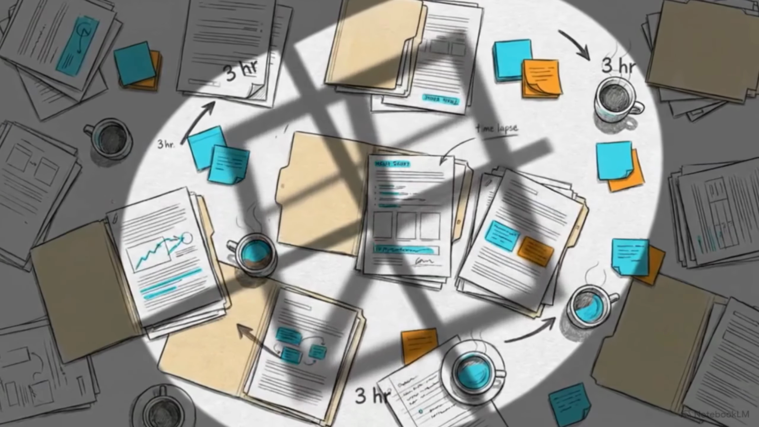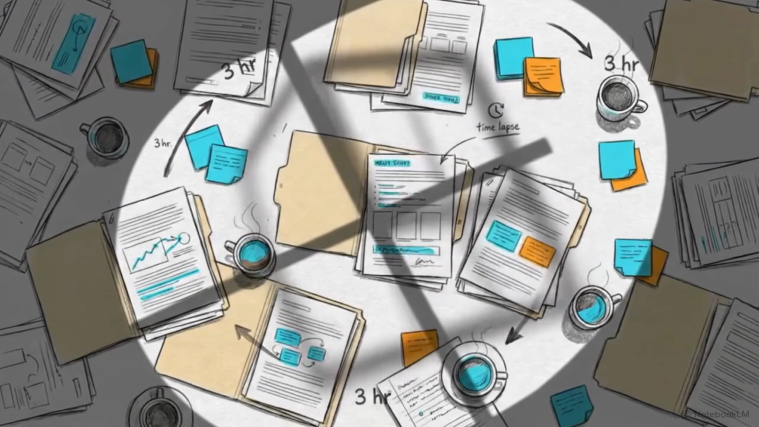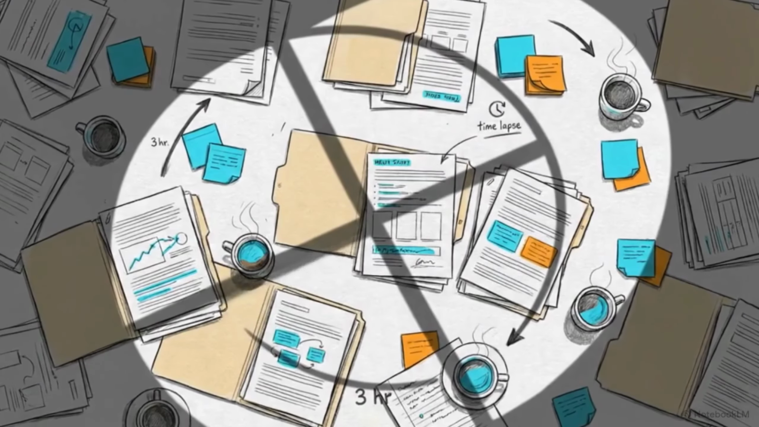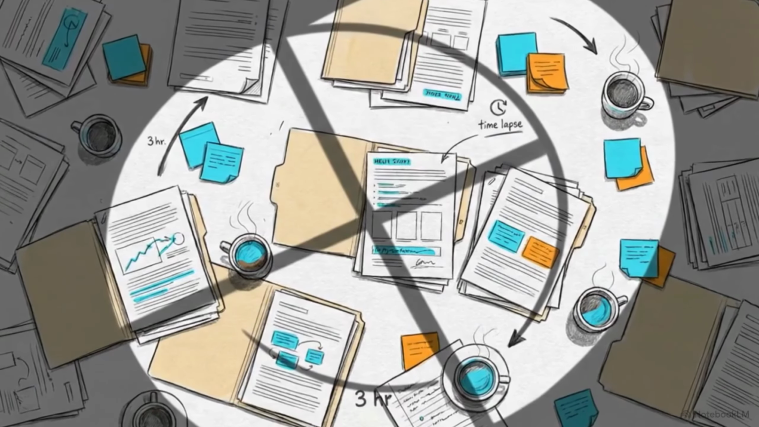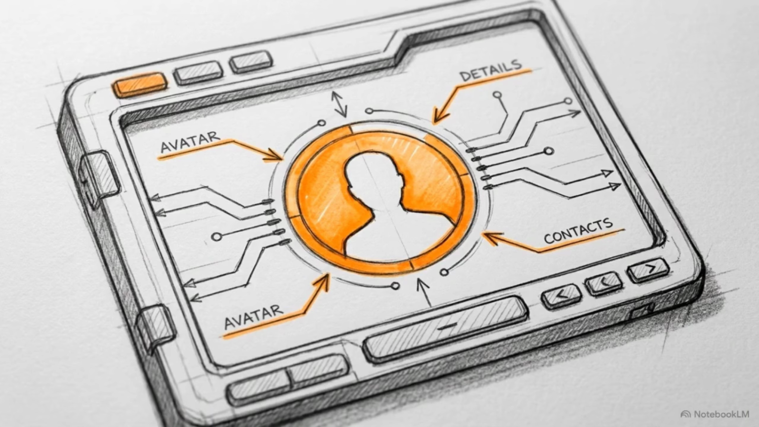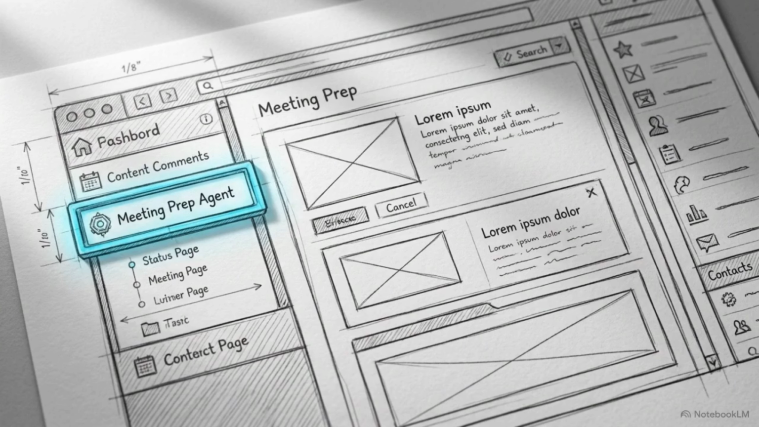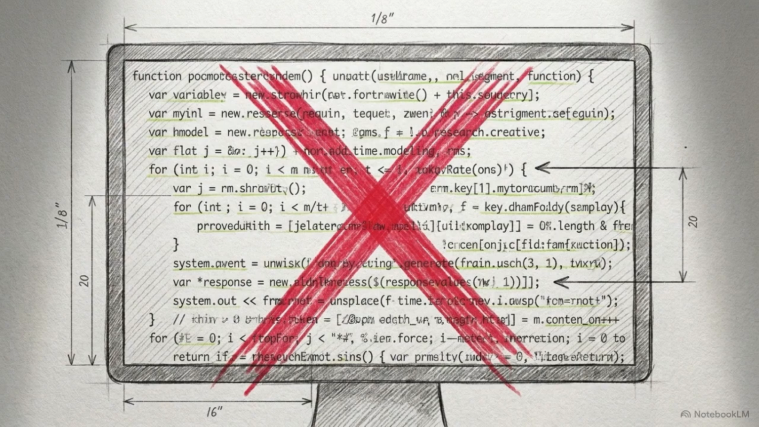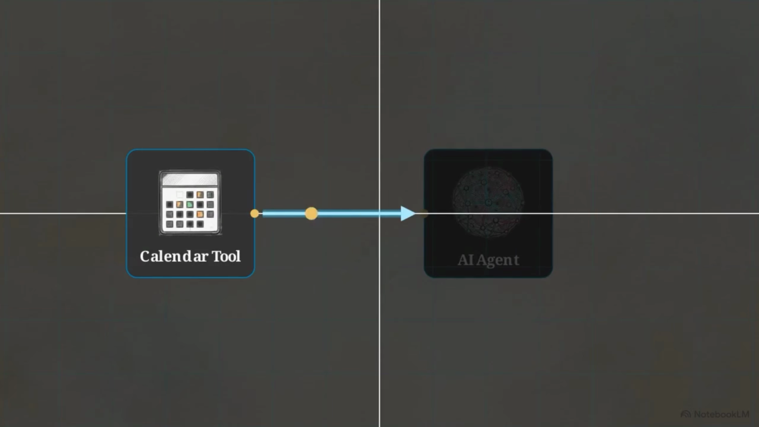Most professionals spend hours every week digging through emails, calendar invites, and random documents just to prepare for their meetings. We are going to automate that entirely. By the end of this video, you will have a custom AI agent living directly inside ChatGPT that prepares for your meetings autonomously. You do not need to write a single line of code to do this. We are using a completely visual drag-and-drop workflow.